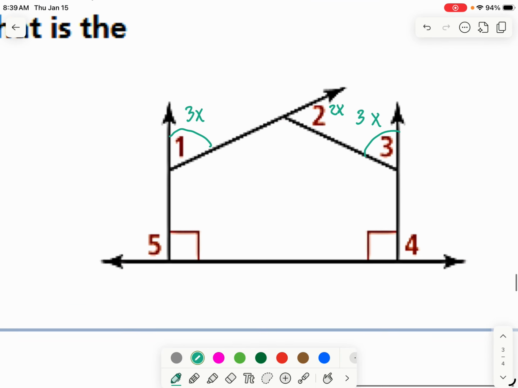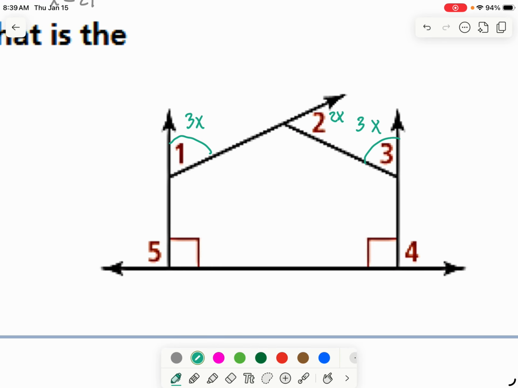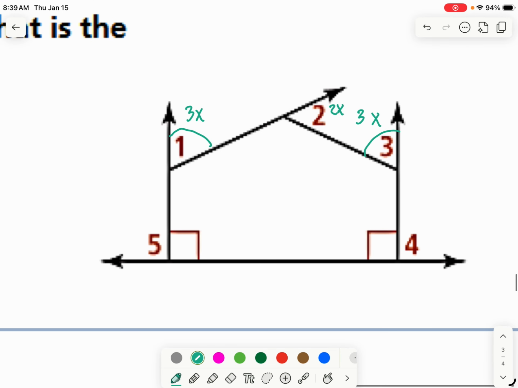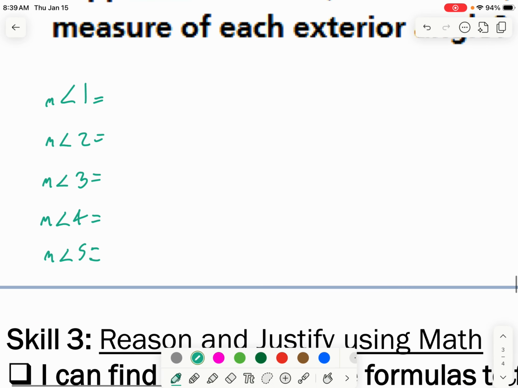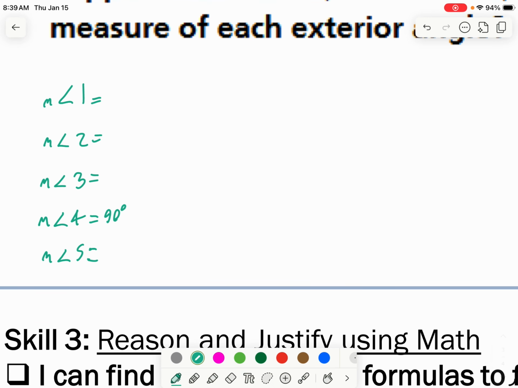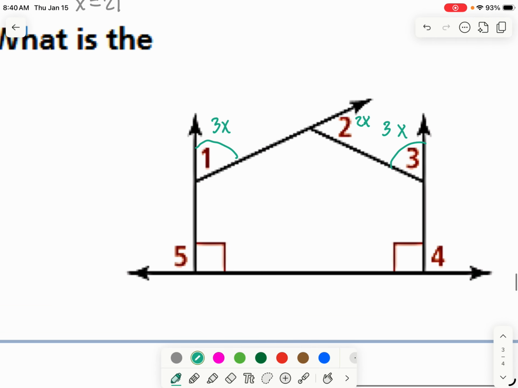Now, as I'm going through this, make sure you've already got some of these answers down. Some of them are pretty clear and easy right at the beginning. Knowing the 5 and the 4 are right next to these right angles, they're a linear pair with those right angles. So I automatically know that those are 90 degrees. They're right angles themselves. So what else do I know? Oh, these are exterior angles, right?